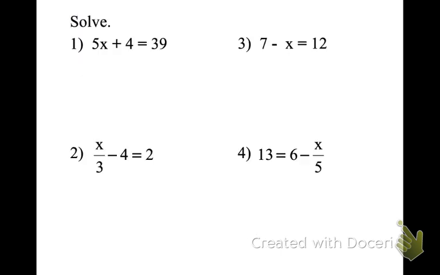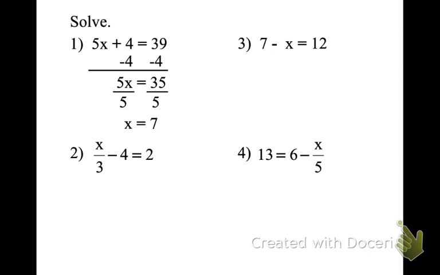All right. So on number 1, we want to undo the addition and subtraction first. So we have 2 operations happening. 5x is multiplication, plus 4 is the addition. So we're going to undo the addition. We're going to subtract 4 from both sides. And I'm left with 5x equals 35. And now we are going to divide both sides by 5. And x is equal to 7.